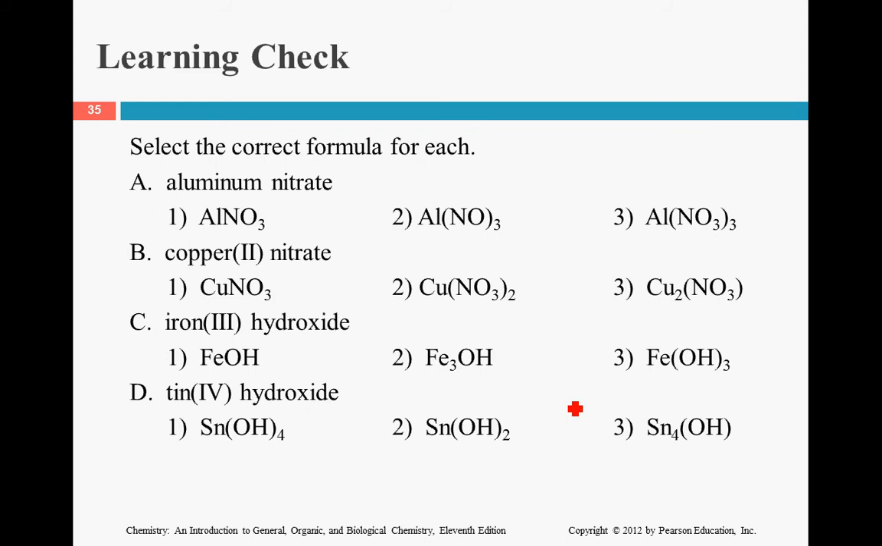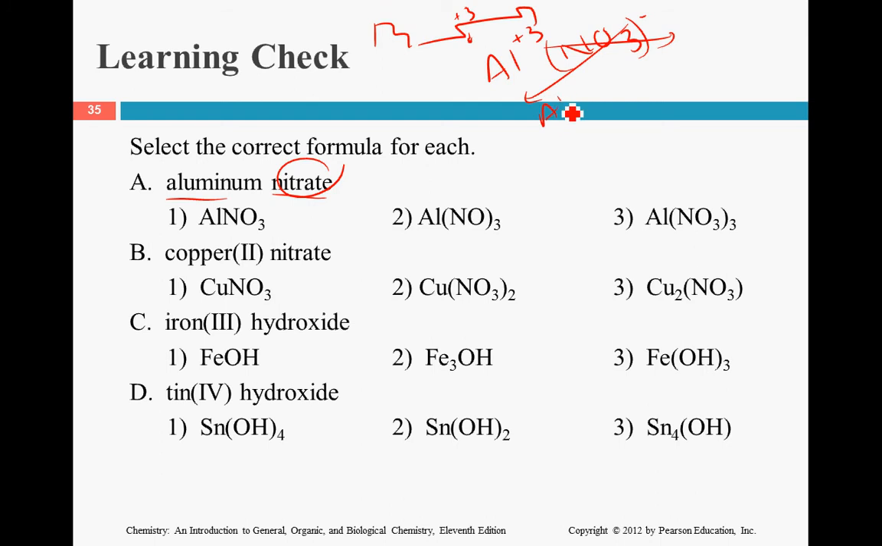So let's take a look at some more. Aluminum nitrate. Aluminum is Al. If we look in the periodic table, it's right here with a +3 charge. Nitrate we just talked about is NO3 with a -1 charge. Crisscross becomes Al(NO3)3. Keep those parentheses with a 3 on the outside. That's this one right here.